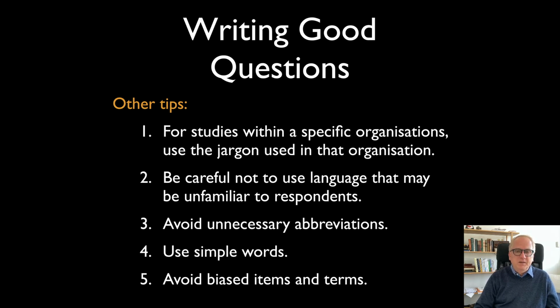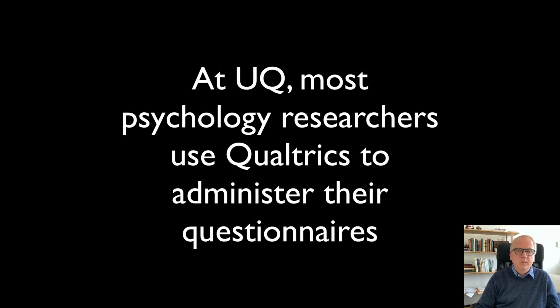So that's how we write the questions, and like I said, we spend a lot of time thinking about them, pre-testing them, and working them out before we give them out to our sample that we've collected. At UQ, I can tell you that most psychology researchers use a platform called Qualtrics to administer their questionnaires. Qualtrics is a company that makes tools available on the web for us to write up our questions. There's another company like this called SurveyMonkey that also has tools for us to administer questionnaires. But this is a very common way for us to create questions that we can administer online to participants.